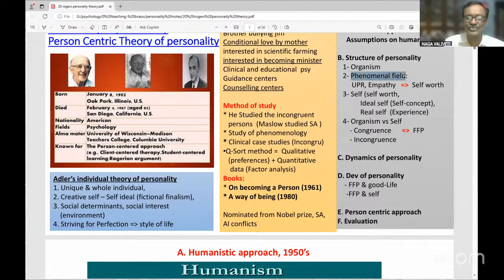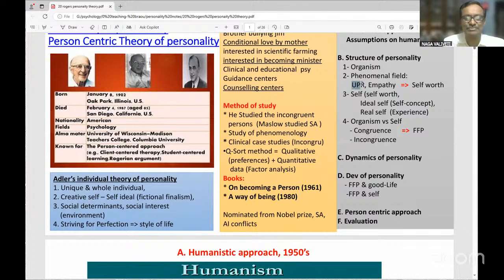Ideographic. If you study a group, it is called nomothetic, right? What are the requirements in this phenomenal field? What does one need? What are the innate needs? The requirement for unconditional positive regard and self-worth. These are the basic, innate needs of an individual.